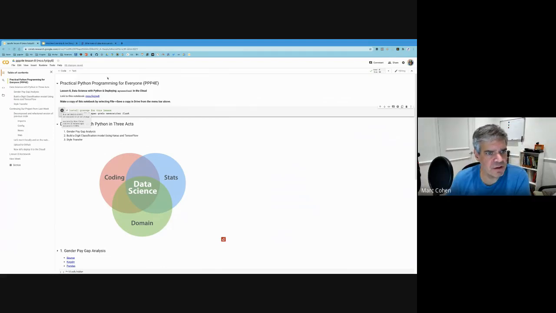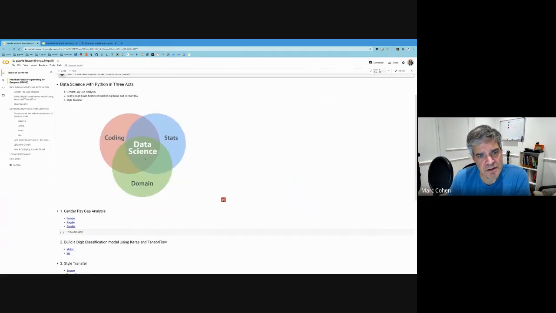And we'll dive into the data science piece, and we'll do it in 3 parts. I think of data science as, this isn't original, I stole this from somebody else, but I think of data science as an overlap between coding skills, statistical and machine learning skills, and domain knowledge, meaning domain-specific knowledge.